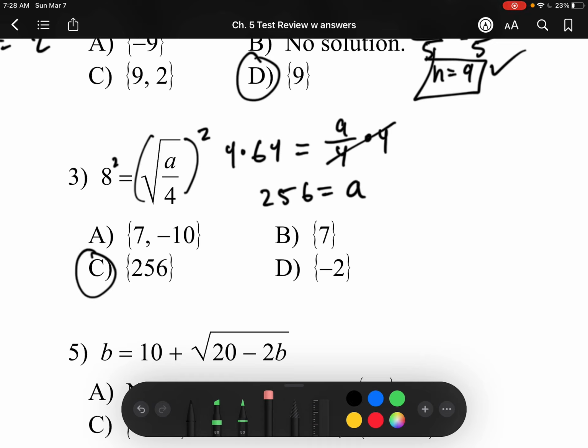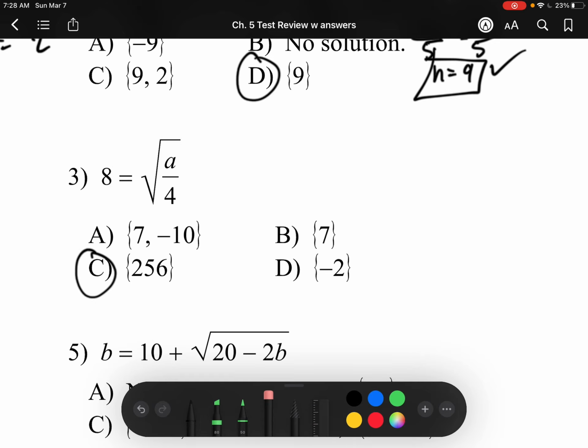This one's actually pretty quick, so I'm going to go ahead and check for extraneous solutions on this one. If I plug in 256 in here, 256 divided by 4 is 64, and the square root of 64 is 8. So it checks out. You would end up getting 8 is equal to 8, which is true. So your answer is a real solution.